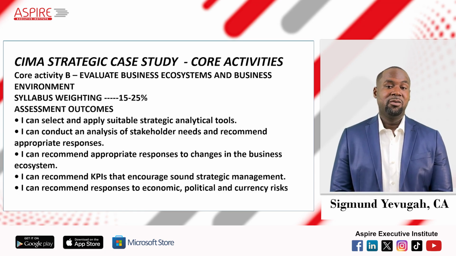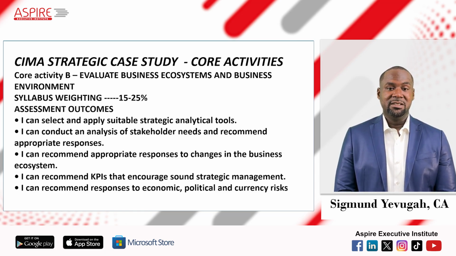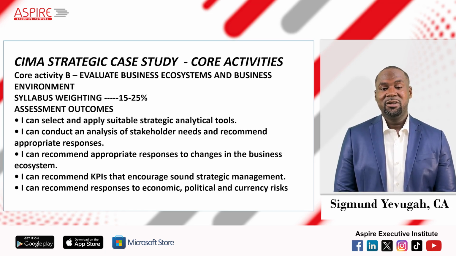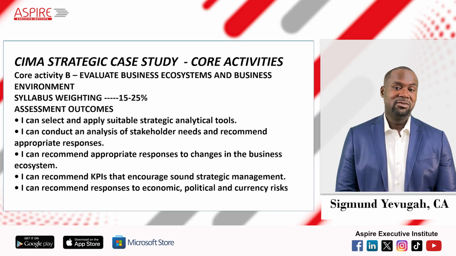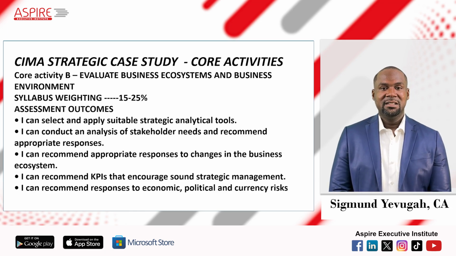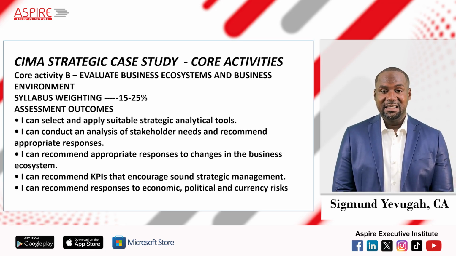You should be able to recommend appropriate responses to changes in the business ecosystem, recommend KPIs that encourage sound strategic management, and also recommend responses to 3 types of risk: economic, political, and currency risk. Then we'll look at activity C, where you need to recommend financing strategies.